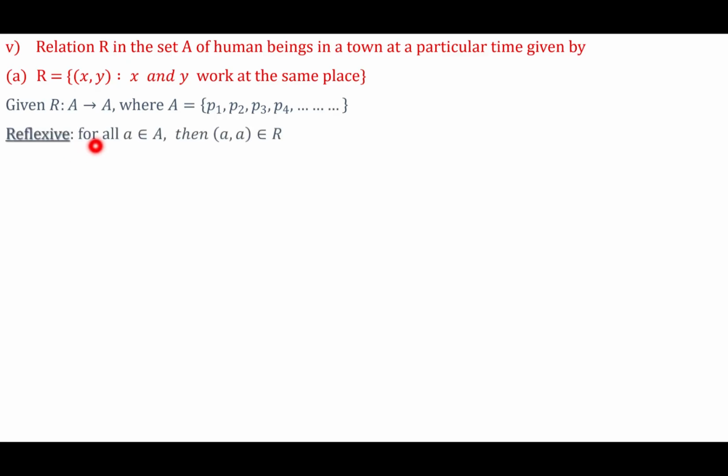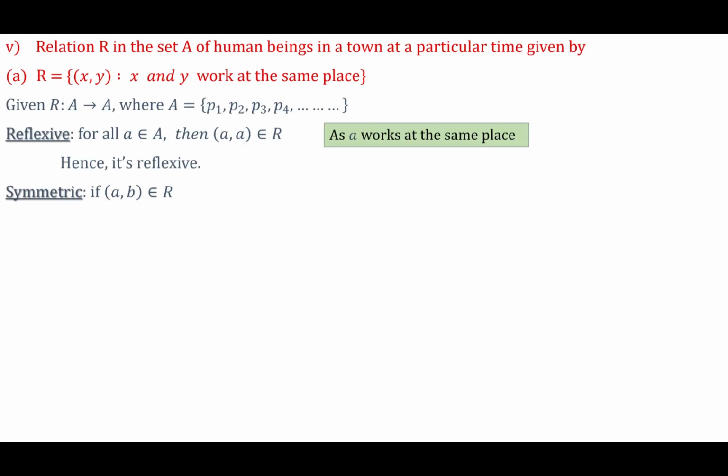Reflexive. We know the reflexive relation: for any a belonging to A, (a, a) belongs to R. Which means, try to understand, (x, y), here a and a, so it's one person. As a works at the same place, the other a also works at the same place. So (a, a) belongs to R.